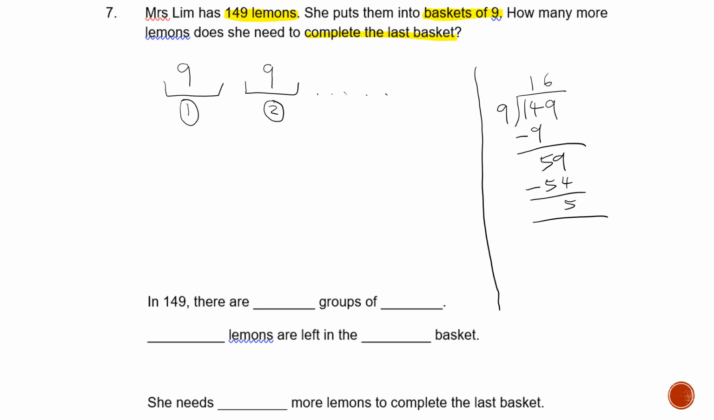Again, this is the leftover or the remainder. Okay, so 149 divided by 9, and pay attention to what I'm saying now, you get 16 complete groups of 9. I repeat, you get 16 complete groups of 9 with 5 remainder. Okay, so there are 16 groups of 9 with 5 lemons left in the 17th basket.